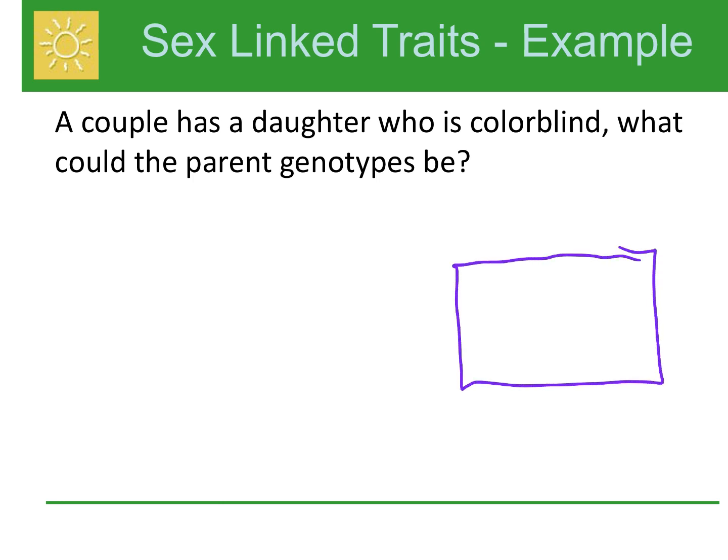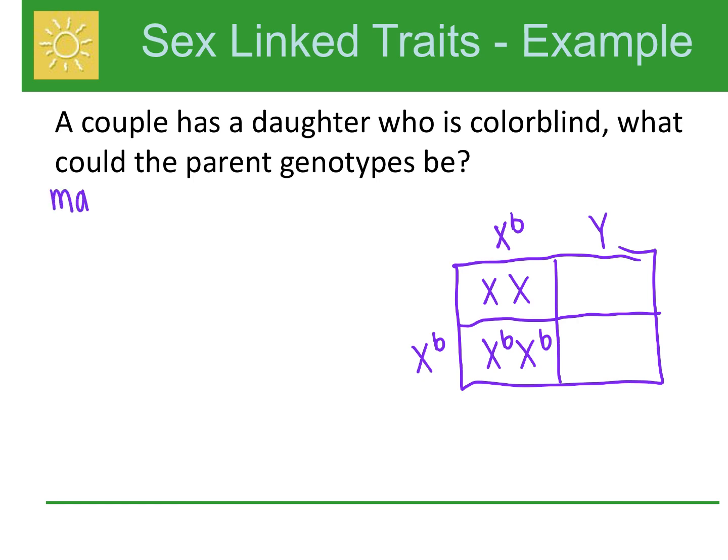So I'm going to start with the Punnett square. And this couple has a daughter. So in our past problems, our daughters have been in the top left and the bottom left boxes. Okay, so since it's a daughter, I know she has to be XX. And if she's going to be colorblind, that means she has to be X little b, X little b. So then this allele has to be X little b. Okay. And then the male has to be a Y. Okay, so we know the male has to be X little b, Y.